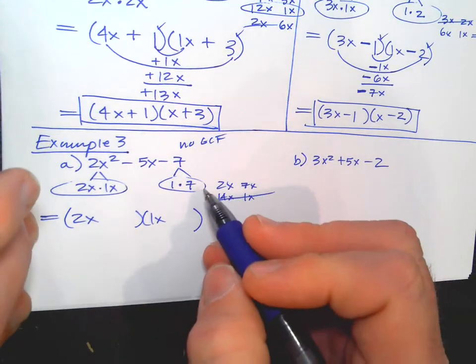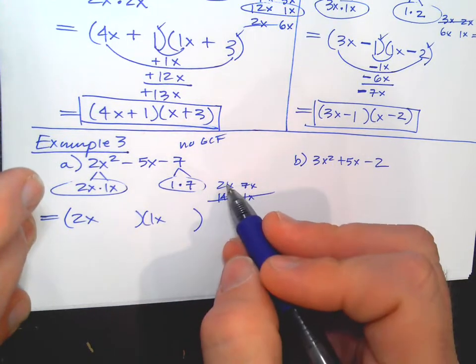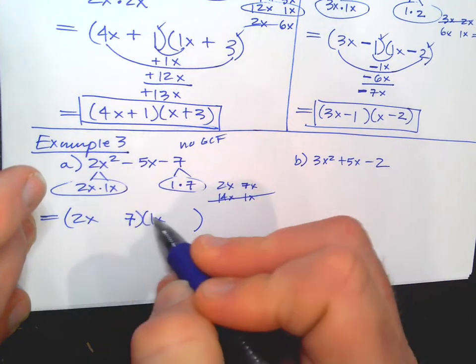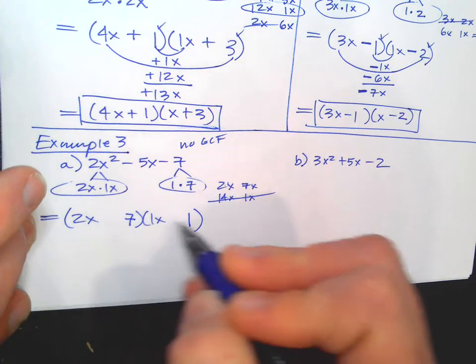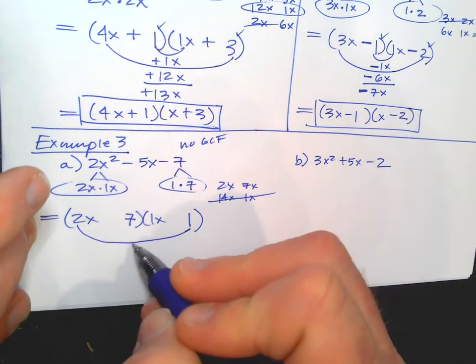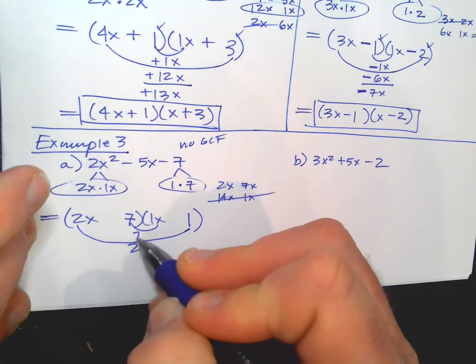Now, where do we put the 1 and the 7? We want to get the 2x and the 7x. So if we put the 7 here, that gives us 7x, and the 1 here gives us 2x. If you put the 7 here, you get 14x. You'd be like, oh, no, that's not going to work. That's fine. Just try it out. Be okay with trying it.